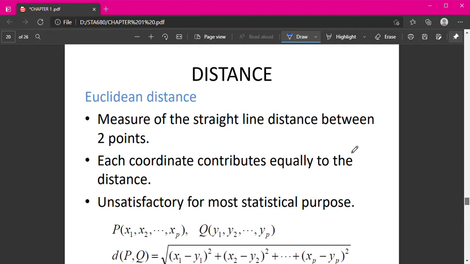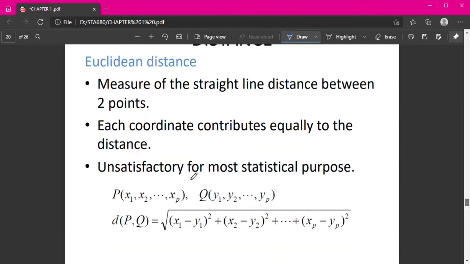Okay, so Euclidean distance ni actually you are very familiar with this formula kalau kita tengok nanti, because of that it's measure the straight line distance between the 2 points. Okay, nak measure the straight line between the 2 points. So each coordinate contributes equally to the distance. Okay, kalau dalam your textbook, you boleh refer page 30, section 1.5.